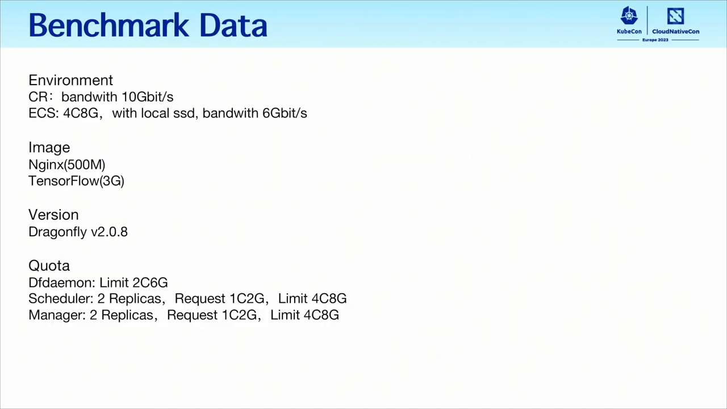Here is our benchmark data. The environment, CR bandwidth 10G bits, the ECS 4CAG with local SSD, the bandwidth is 6G bits. The test image is Nginx and TensorFlow. The version of Dragonfly is 2.8. The cutout DF daemon limit is 2C6G. We deploy scheduler and manager, two replicas. The request is 1C2G. The limit is 4C8G.